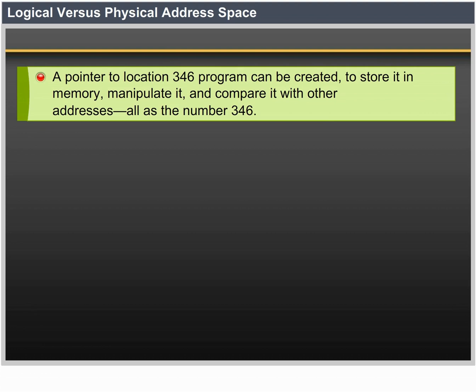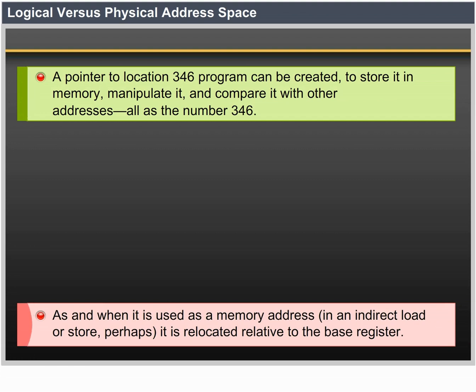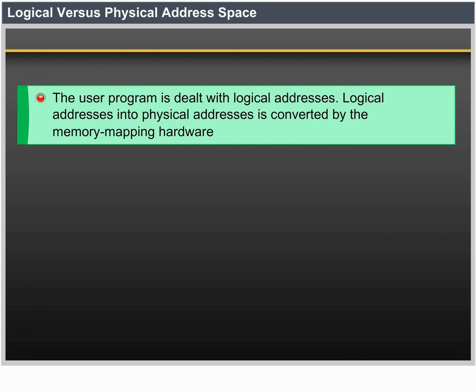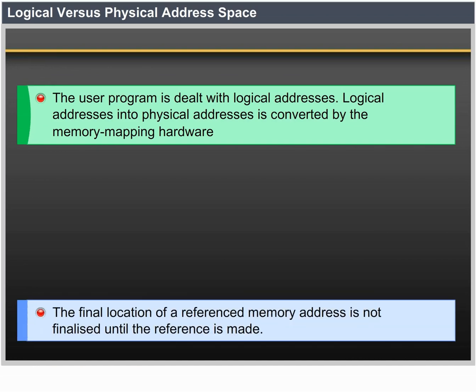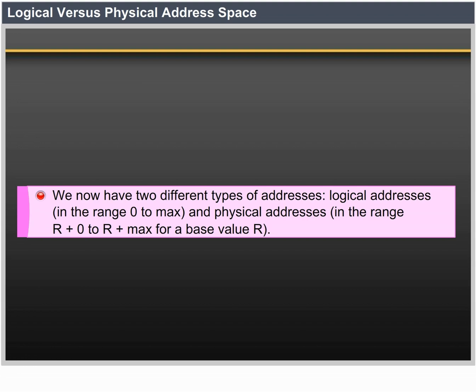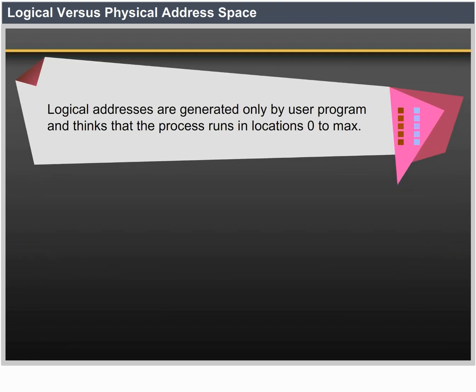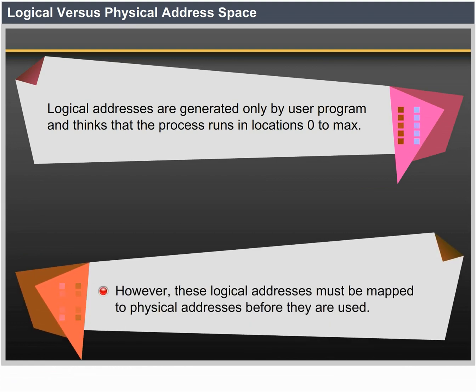Only when it is used as a memory address, in an indirect load or store, perhaps, is it relocated relative to the base register. The user program deals with logical addresses. The memory mapping hardware converts logical addresses into physical addresses. The final location of a referenced memory address is not determined until the reference is made. We now have two different types of addresses: logical addresses in the range 0 to max and physical addresses in the range r plus 0 to r plus max for a base value r. The user program generates only logical addresses and thinks that the process runs in locations 0 to max. However, these logical addresses must be mapped to physical addresses before they are used. The concept of a logical address space that is bound to a separate physical address space is central to proper memory management.